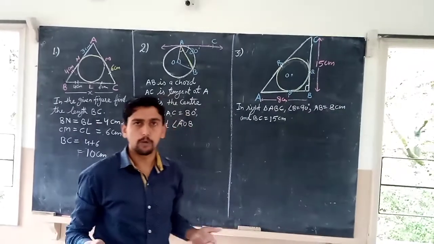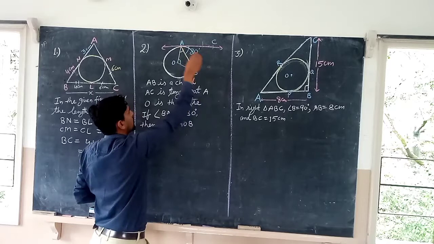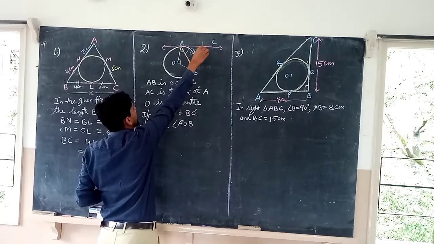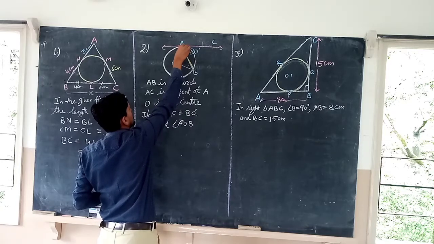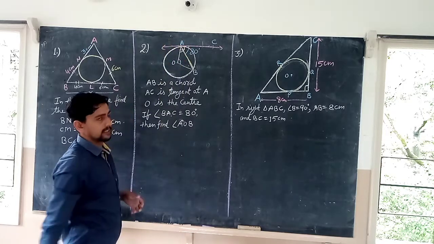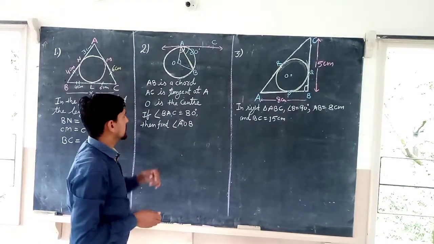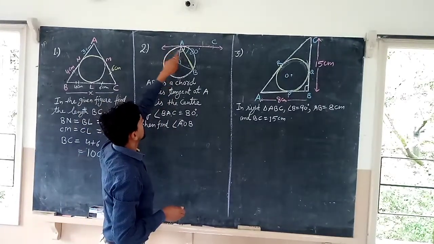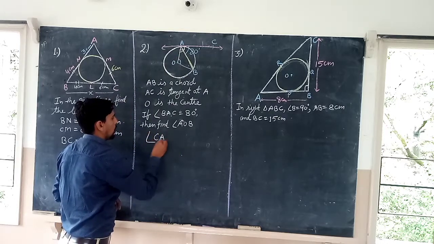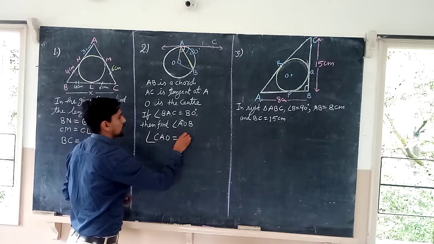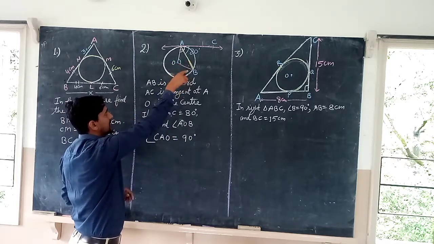Yes, think about it. So this is, as we know, the first property. AC is a tangent, and AO is a radius. That means tangent is perpendicular to the radius at the point of contact. This is the first property. Yes. So that means angle CAO is equal to 90 degrees, and CAB is 80 degrees.